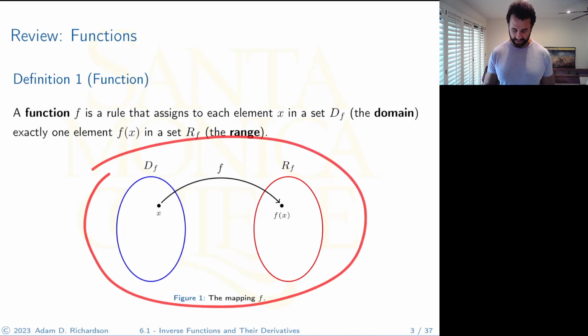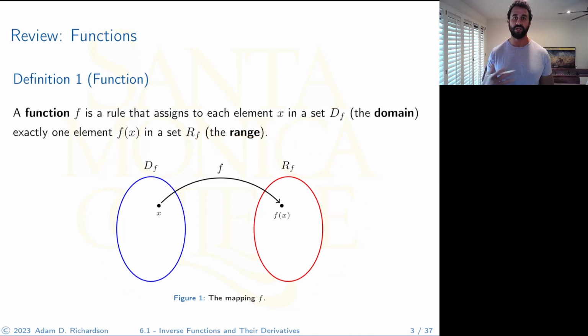You've probably seen this picture before when your teacher talked about functions. This is like the canonical picture. Here's the domain of a function f. Here's the range of a function f. And what f does is it takes things from over here and maps them over here. So that arrow is quite literally the function f itself. And you can see here that it takes this point x and maps it to this point over here, which we call f of x.